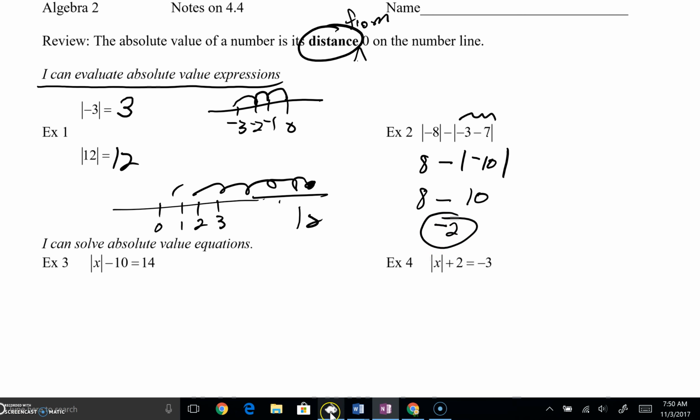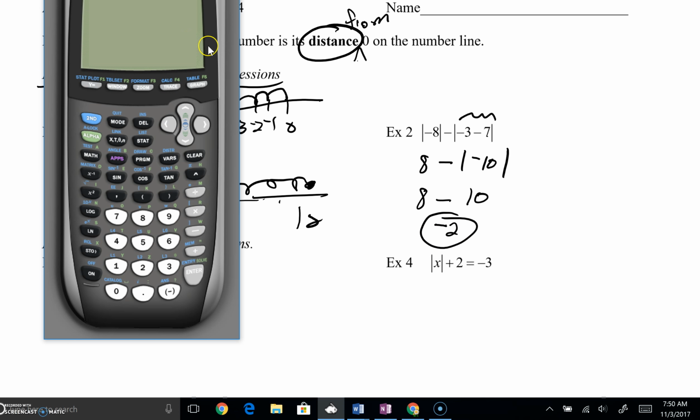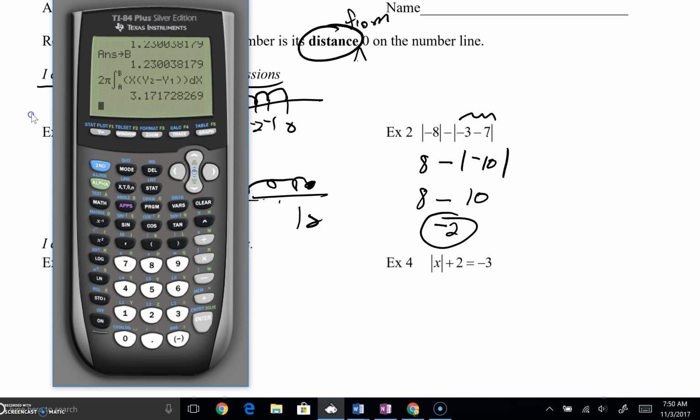I want to show you something. If you've got a graphing calculator, this is like the best news. You're going to be able to just type this in, the math button. You can go to the right to the number, and you can type in absolute value of -8. I'm going to slide that over, hit minus. I'm going to make the absolute value show up over here, and we'll have -3 minus a 7.